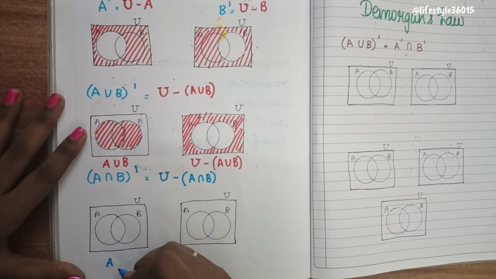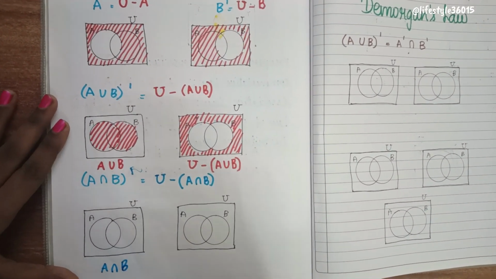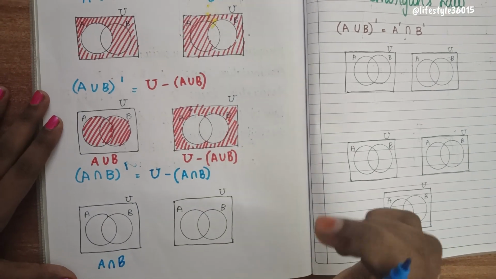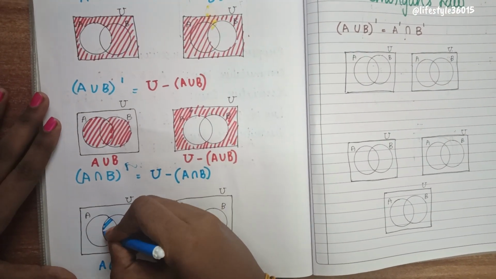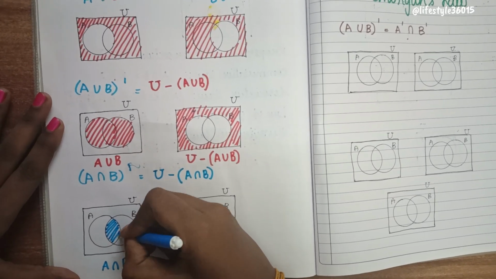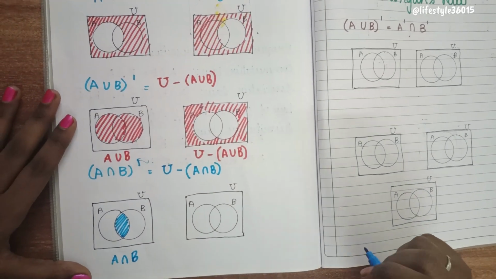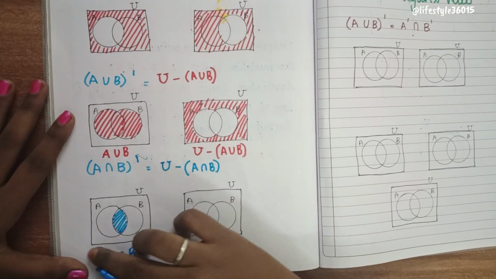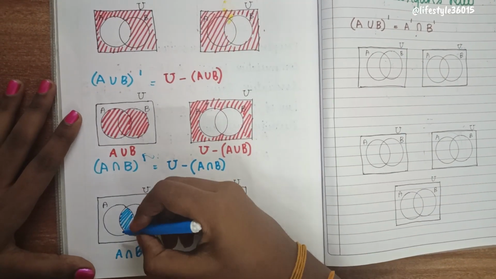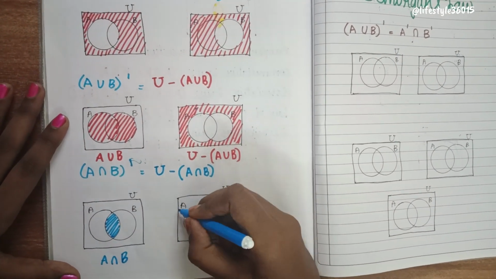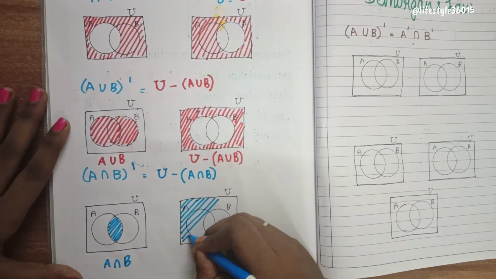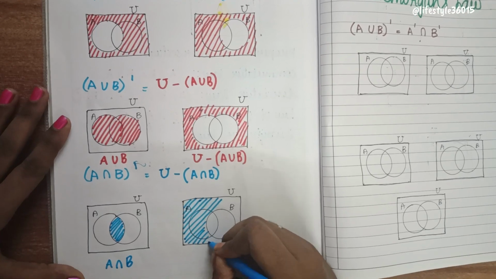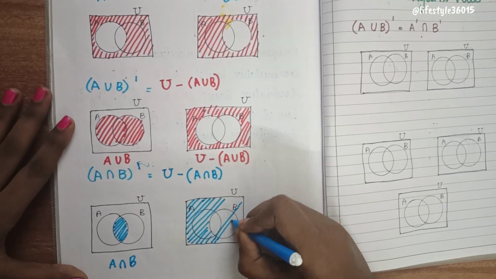First, let's do A intersection B. I have already taught you, right? Intersection means the common point for both the sets. The common point for both the sets is this region. So, A intersection B is this one. When they are asking us to subtract it from the universal set, we will not shade this region alone. So, this is how we do universal set minus A intersection B.